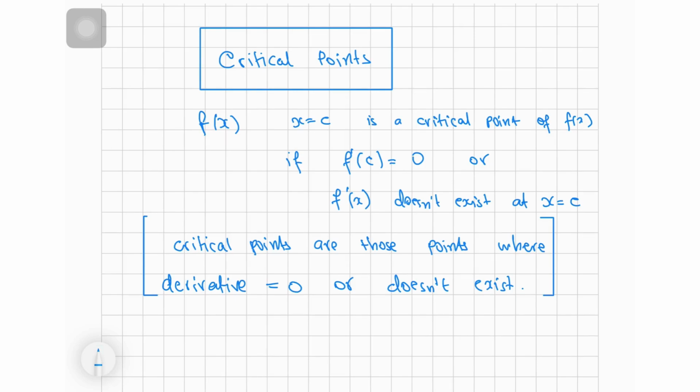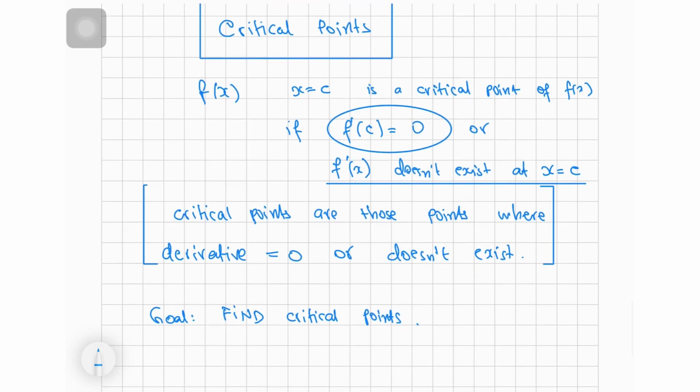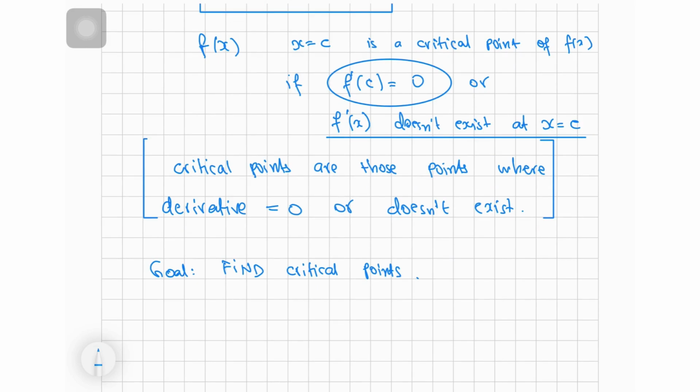So the goal here is to actually find critical points. And how do we find them? Well, there are only two types of such points: when f prime of c equals 0 or f prime of x doesn't exist at x equals c. Now we will see how to find them.